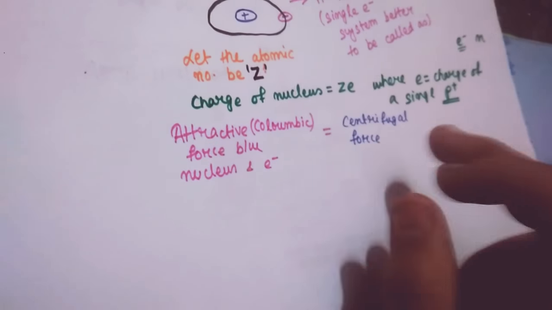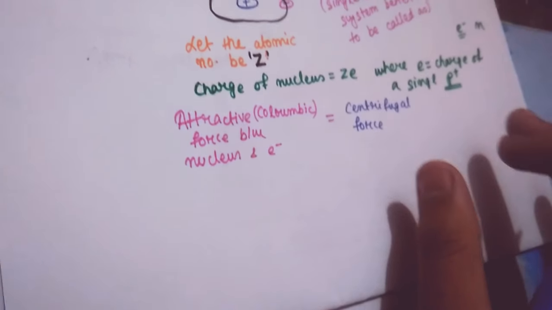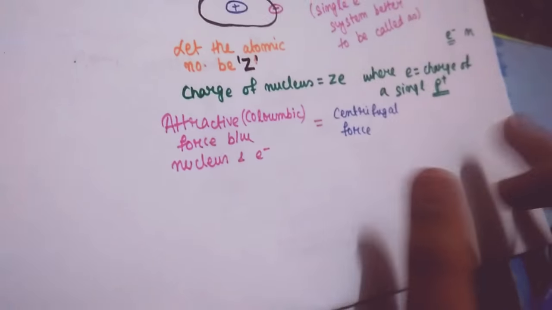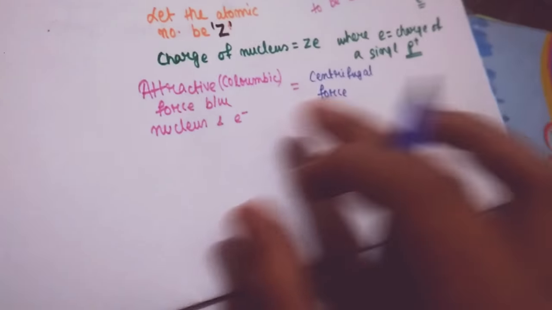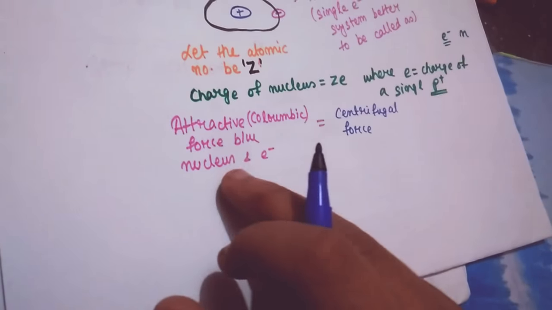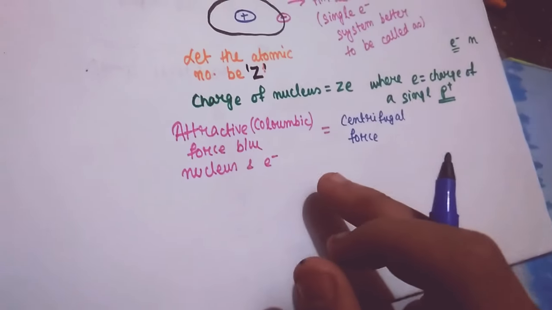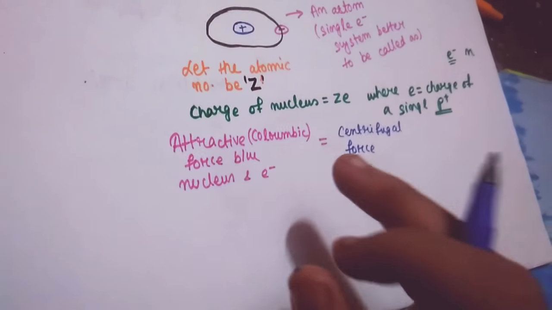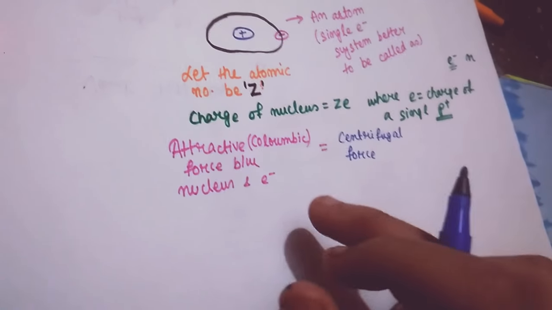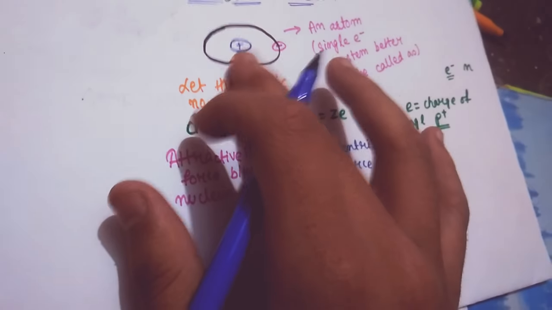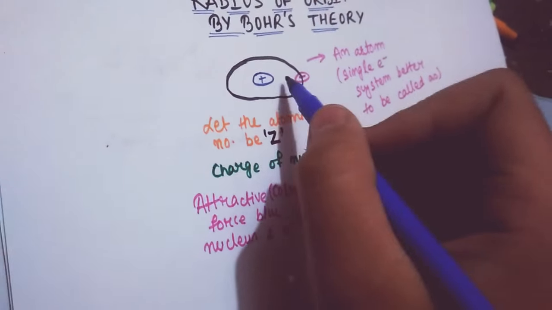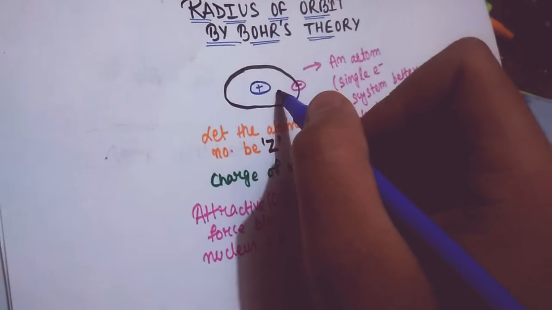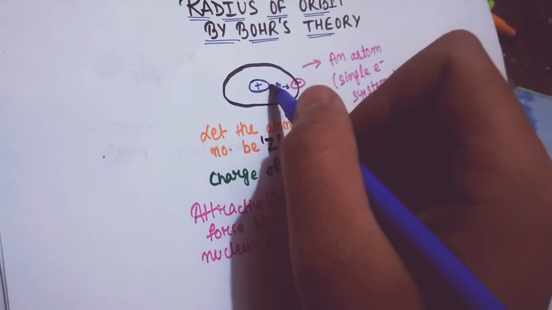If you have done a bit of physics, you can say that the formula for centrifugal force is mv squared by r, where m is the mass of the electron, v is the velocity with which the electron is moving, and r is the radius of the orbit. Whereas the attractive force between the nucleus and the electron is k times Ze multiplied by e divided by r squared, where r is the distance between this proton and this electron. So let the distance between the proton and the electron, which technically speaking is the radius, be r.